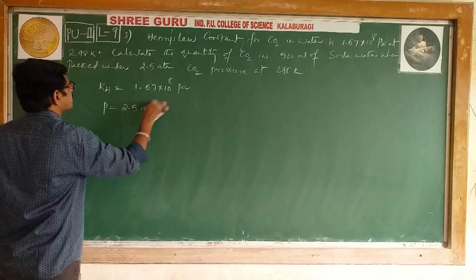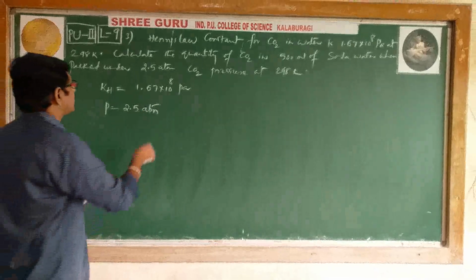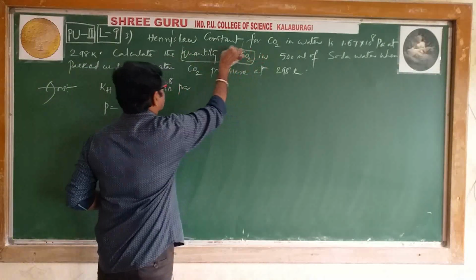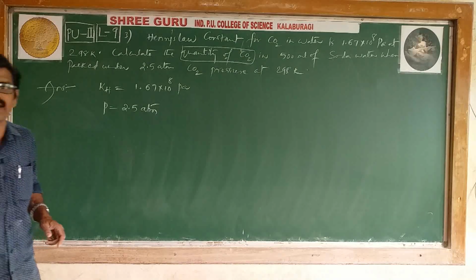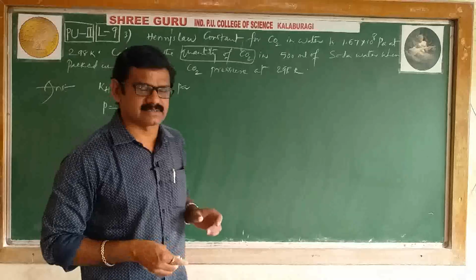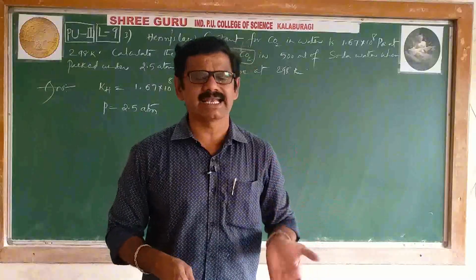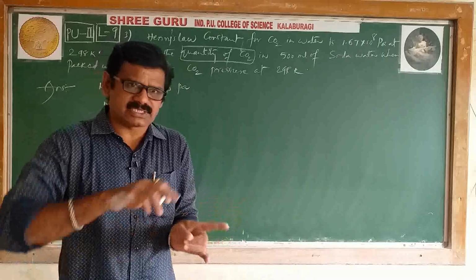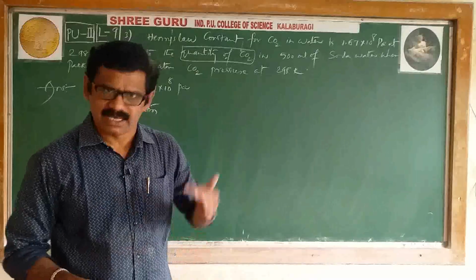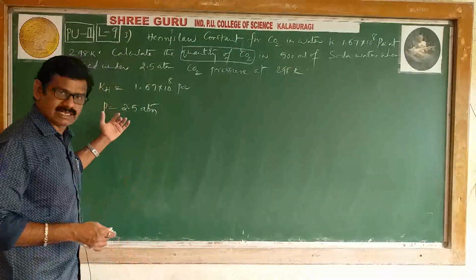2.5 atmospheres. What is he asking? Calculate the quantity of carbon dioxide. Quantity is nothing but the mass of carbon dioxide he is asking. Mass directly we will not get. Before mass we have to get moles. First we will get moles. From those moles we will get mass. Let's discuss how we will get moles.